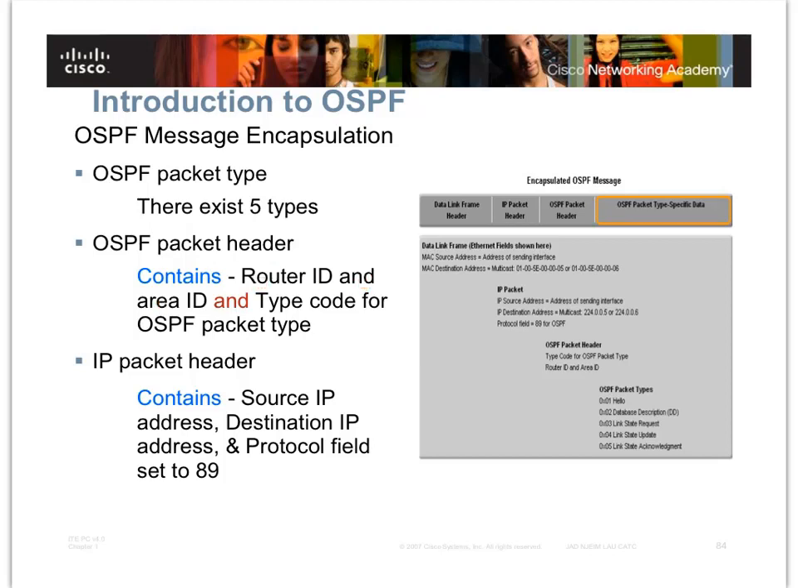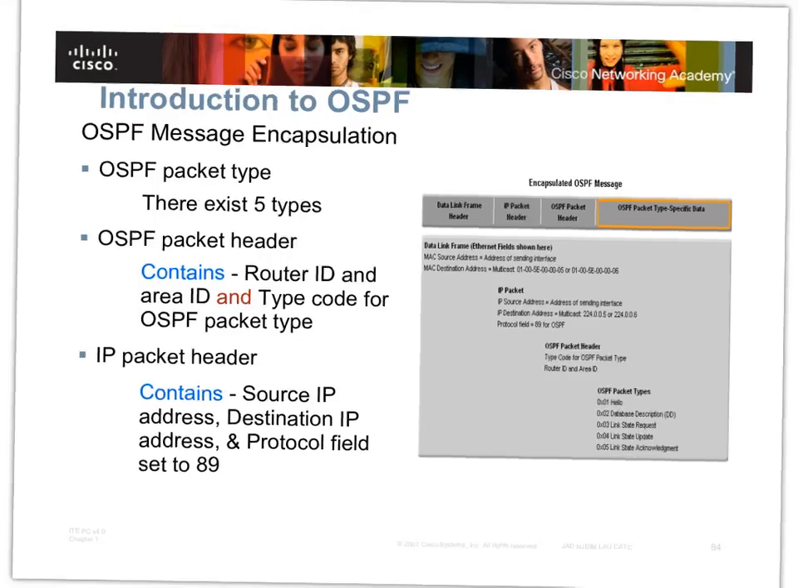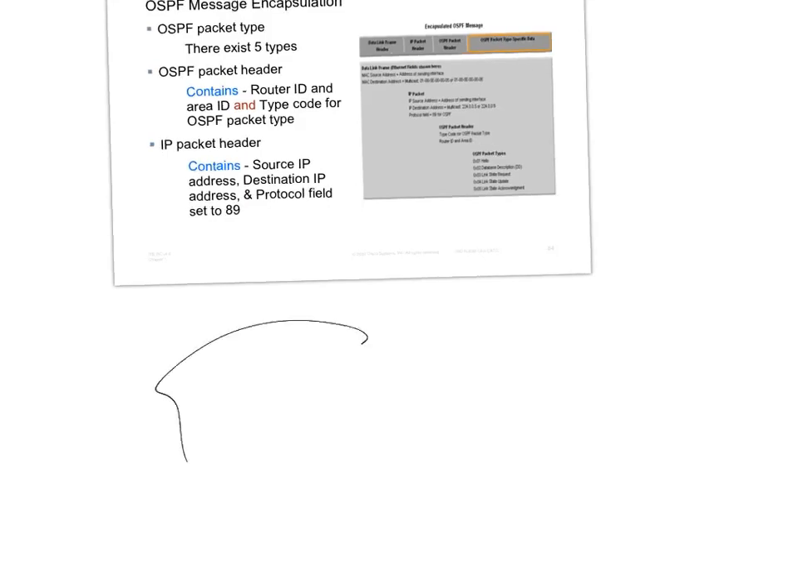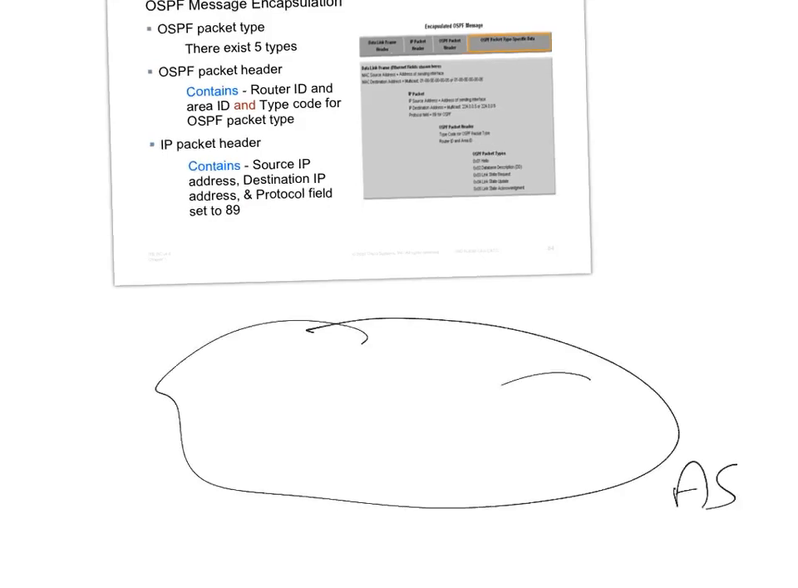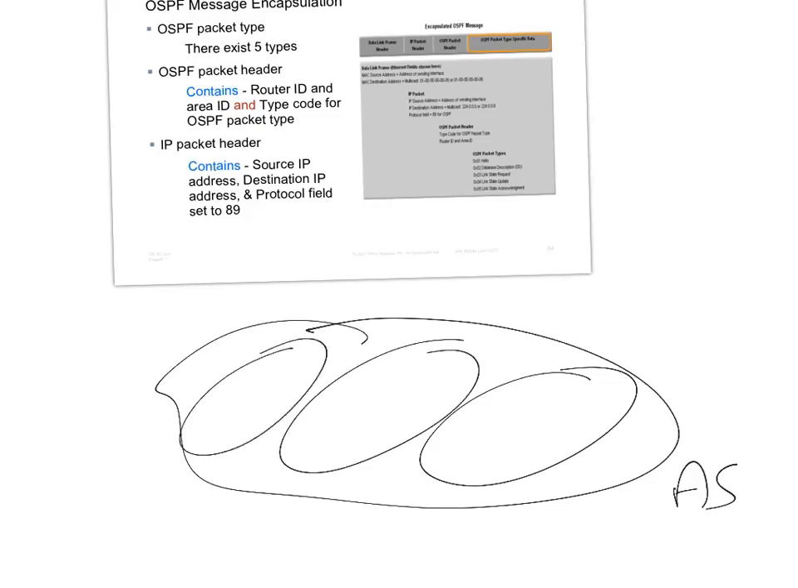The packet header contains the router ID and what we call the area ID. Area ID is similar to the autonomous system number in the case of EIGRP, but the area ID has a different meaning. For OSPF, the autonomous system itself is subdivided into what we call areas, and we'll talk about why we need to do that. So an autonomous system can be subdivided into 2 or 3 areas.